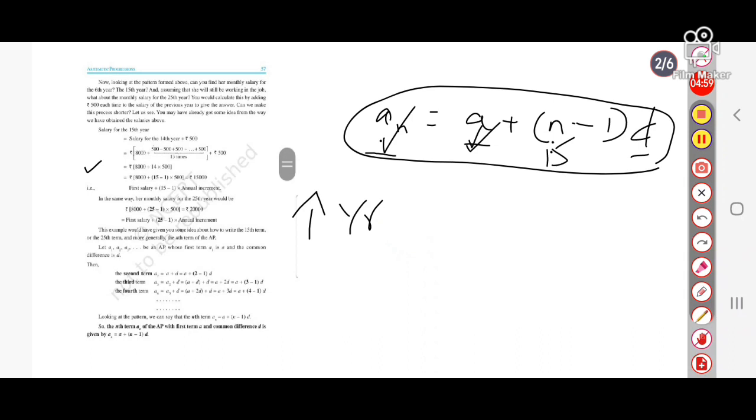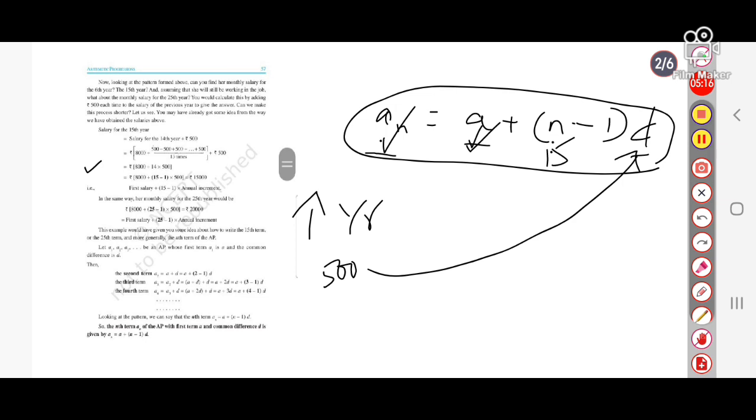Common difference is nothing but the increment value of each year. Each year they are adding 500, so this 500 will be the d value. By substituting these values in the formula, we get the second term, third term, fourth term, like second year, third year, fourth year, fifth year, and it goes on.